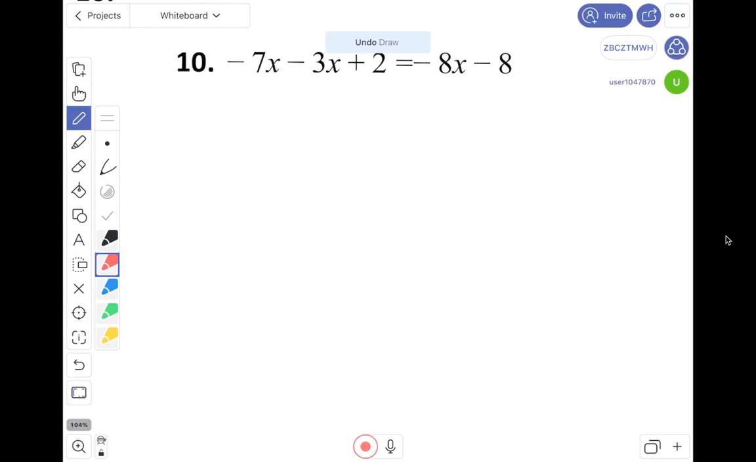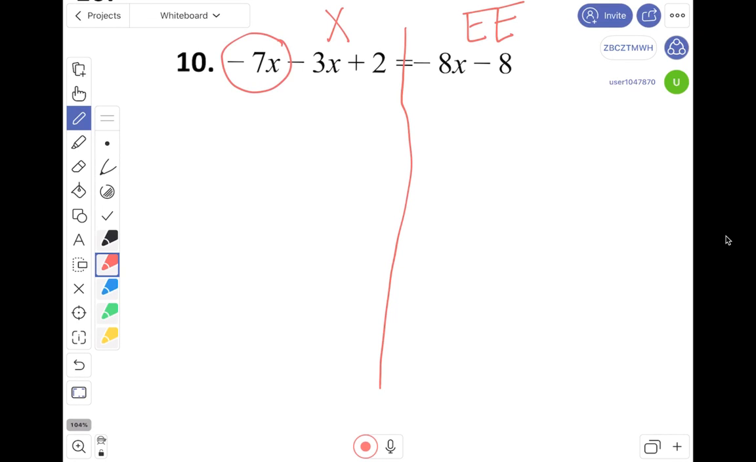So we're going to draw our line down the middle. We're going to make an X side and an E side. It doesn't matter which side you have it on. Then we see if we can combine like terms. On this side, I've got negative 7x and negative 3x. They both have the same last name, so I can combine them. Their last name's X. So negative 7 minus 3. Remember, same signs we add. So negative 7 minus 3, we add the numbers and keep the sign. So 7 plus 3 is 10, and we keep the negative sign, and his last name is still X.